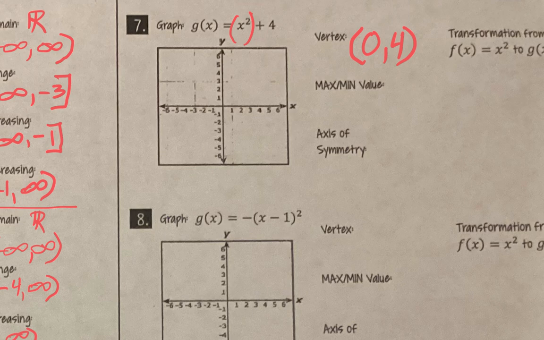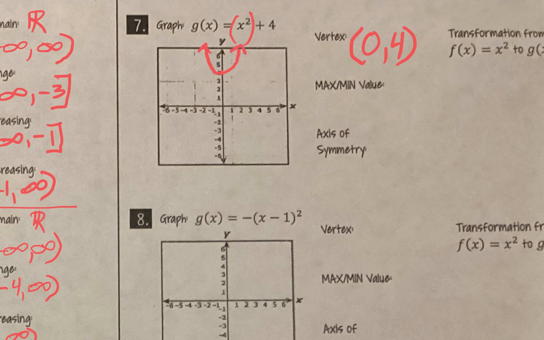We don't really know what the graph is, but if we were to put it into the system, we know we have the parent function x squared. We're going to shift up 4 units. So let's just say 1, 2, 3, 4. And I am going to just default and sketch my graph.